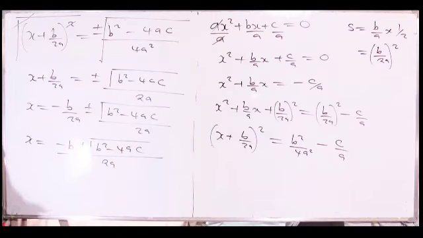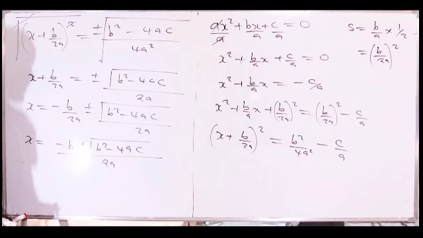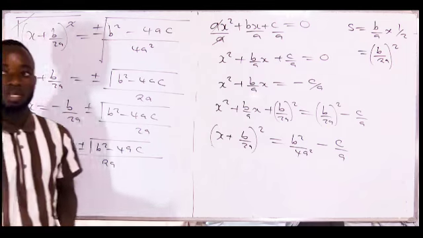So by so doing, you will have shown that the solution of the quadratic equation ax squared plus bx plus c is equal to 0 is simply equal to negative b plus or minus the root of b squared minus 4ac divided by 2a.